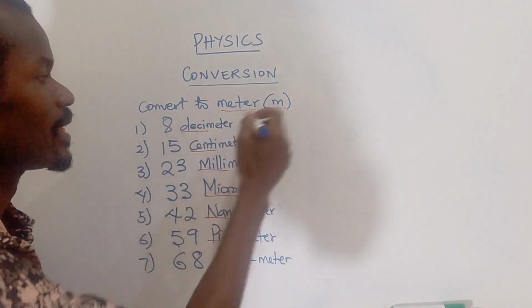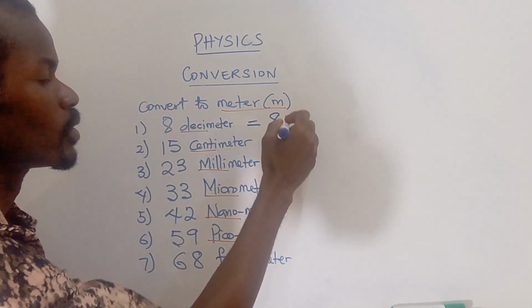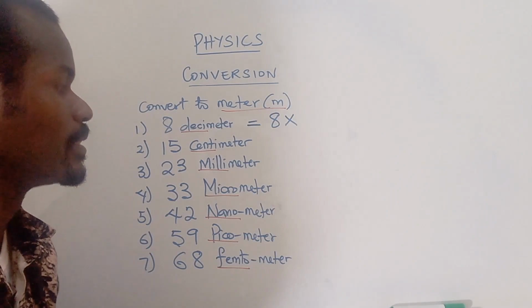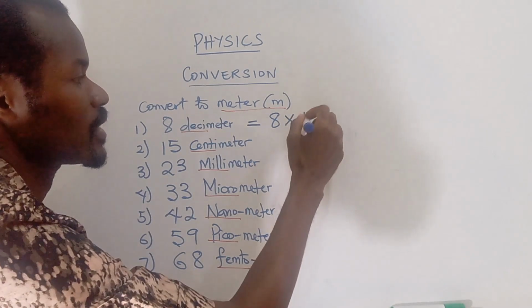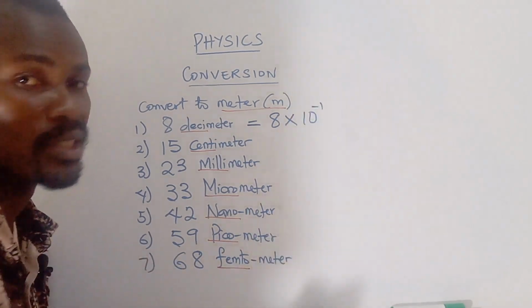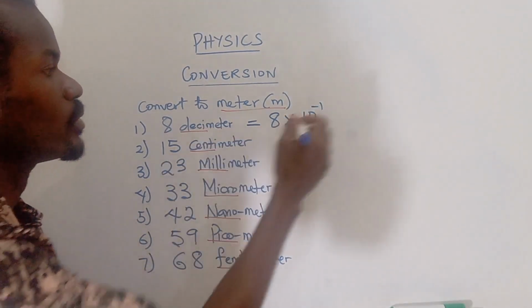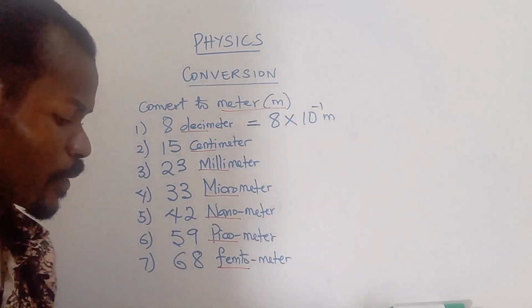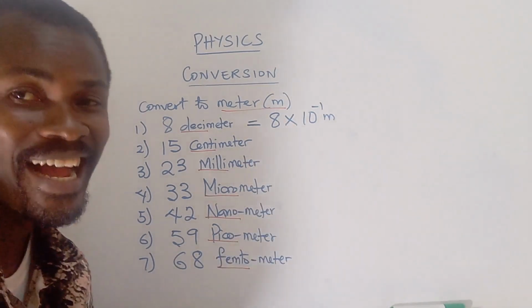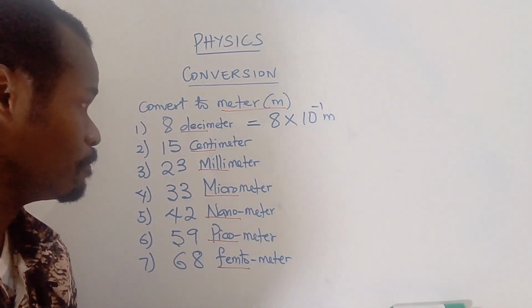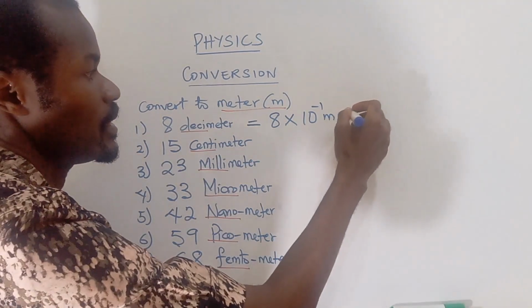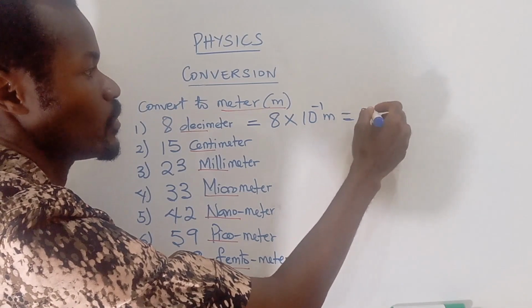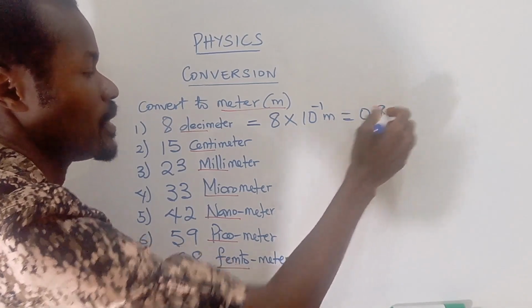Now the idea is this. For 8 decimeter, it is simply 8 times deci. What is deci? Deci is a sub-multiple of 10 raised to the power of minus 1. And for meter, we just put m. So this gives you the answer to the first one. But you can still leave it in this form, which we have as 0.8 meter.